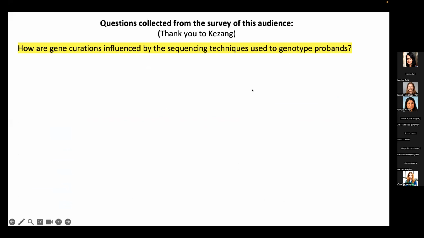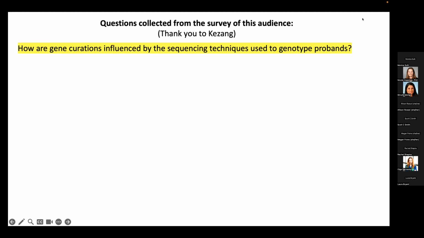So again, thank you, Kizan, for sharing with the group a survey for collecting questions from this audience. Those were really helpful in giving us something to present on today. The answers were pretty interesting to us, and we incorporated those into this growing document of a question database.